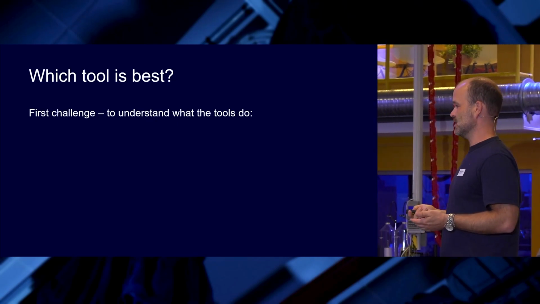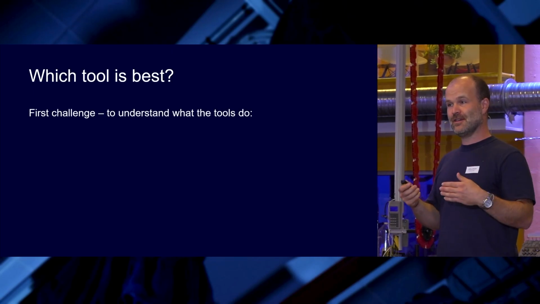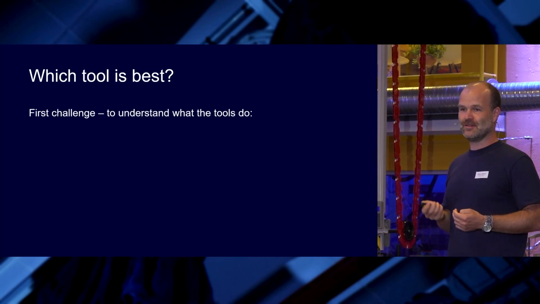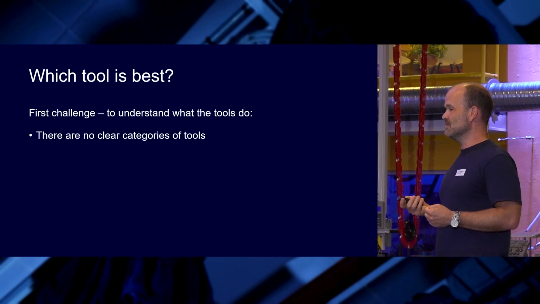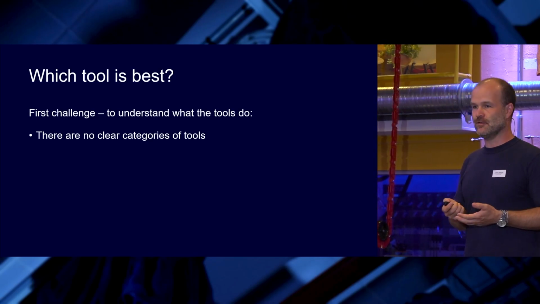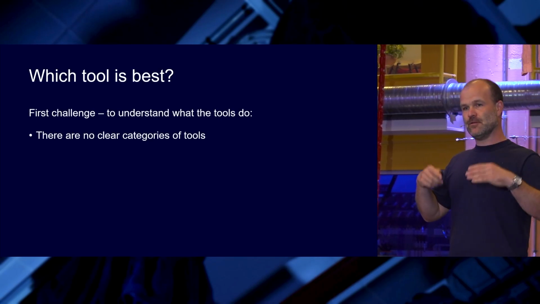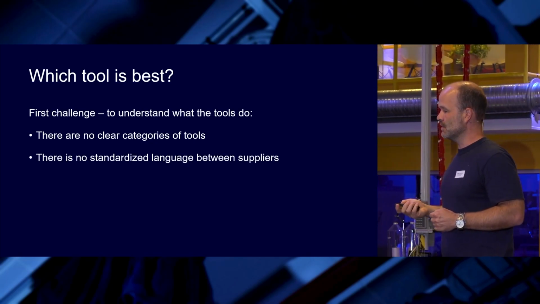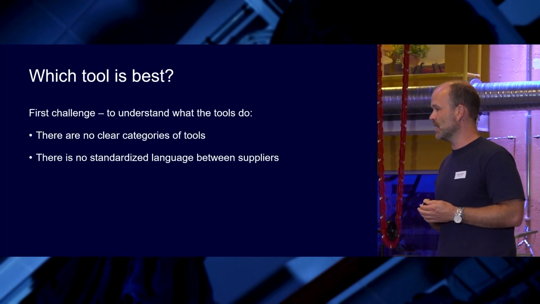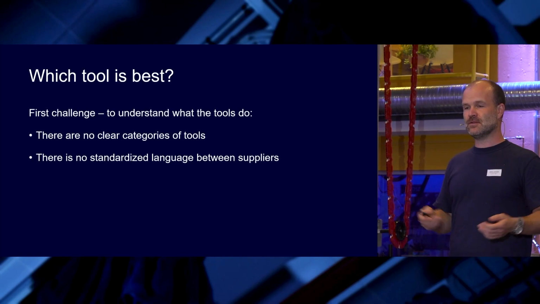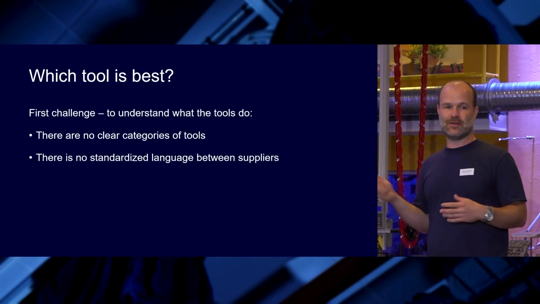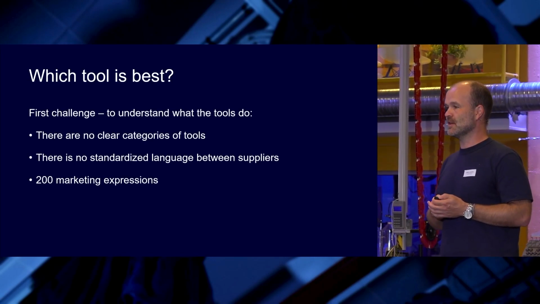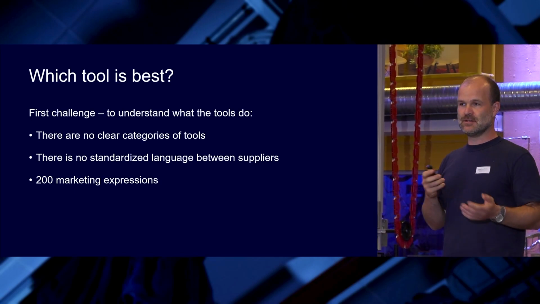So this is the first challenge, to understand what the tools do, because these companies aren't very transparent about the transparency, let's say it like that. There are no clear categories of tools. We have a list of all the tools that is available online at the end, so you can get it. There is no standardized language between suppliers, so anybody can talk about traceability or transparency and mean very different things. There are over 200 different marketing expressions that explain what these tools do.